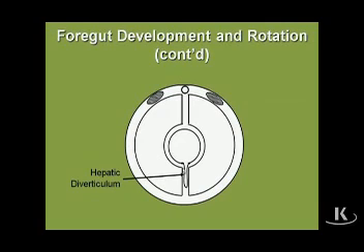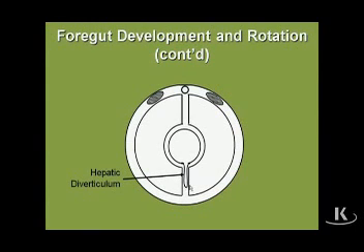Okay, so that's the hepatic diverticulum. The first thing we can see is that the hepatic diverticulum is in fact an endodermal evagination. That would suggest to us that liver-related parenchymal cells will be endodermal cells, and indeed they will be.